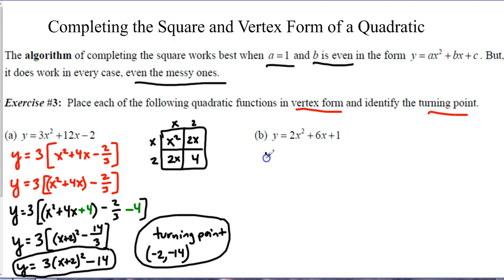Okay, so for this one, we're going to factor out our 2. Very similarly, and it's going to be x squared plus 3x, since when I divide by 2, I've got a 3 here, and then when I divide the 1 by 2, you get a half. I'm going to use a decimal here. It would be the same if I used a fraction.